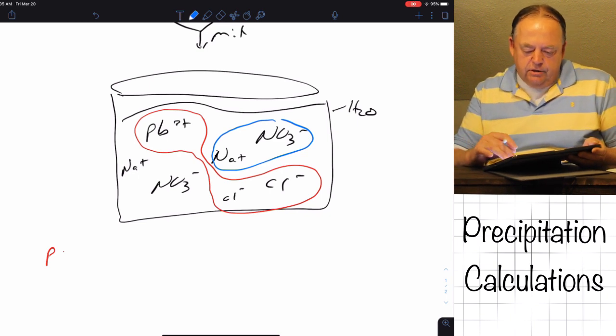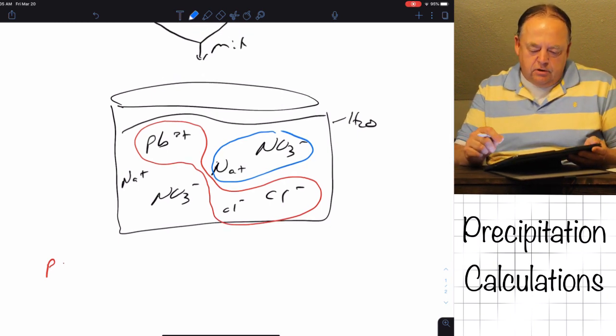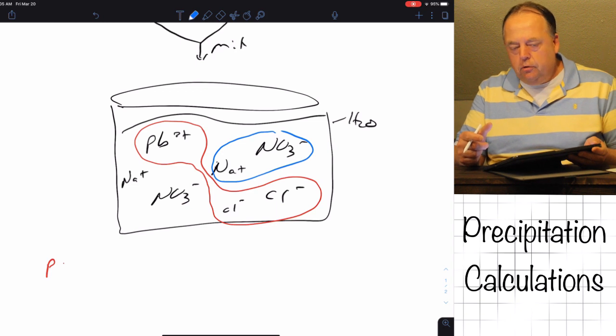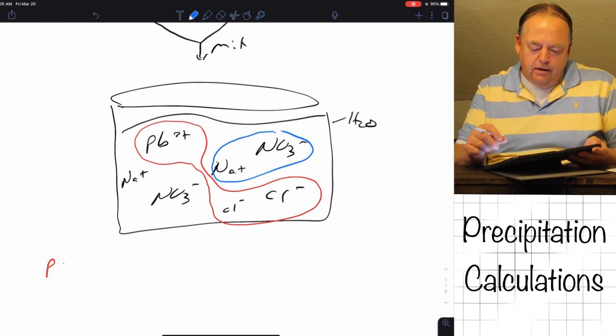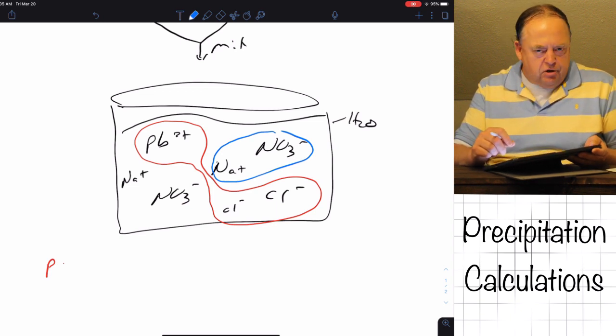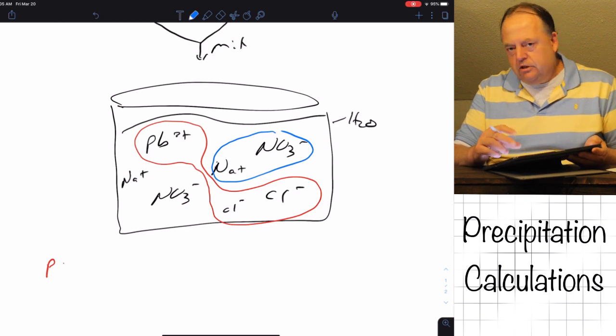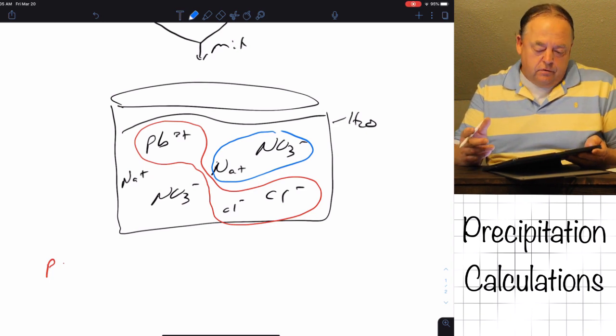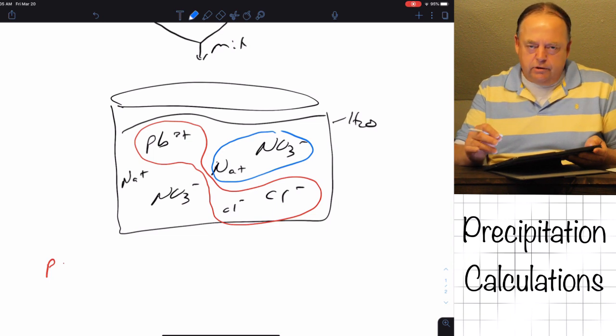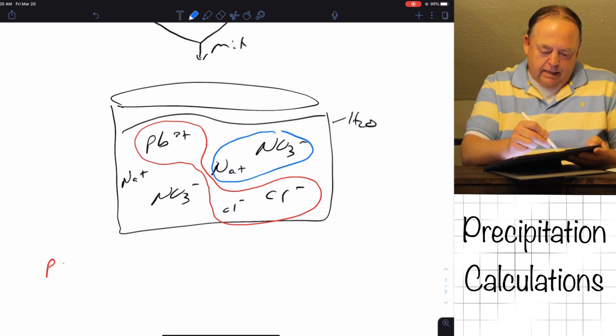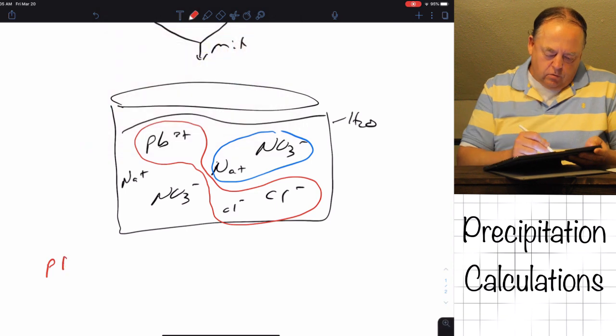So the question is, once you mix these two together, is lead 2 chloride sufficiently soluble in solution that it would stay dissolved? And is sodium nitrate sufficiently soluble in water under these conditions that it would stay dissolved? And the answer for the sodium nitrate is yes, sodium nitrate's very water soluble, so it stays dissolved. But lead chloride is not very soluble in water.